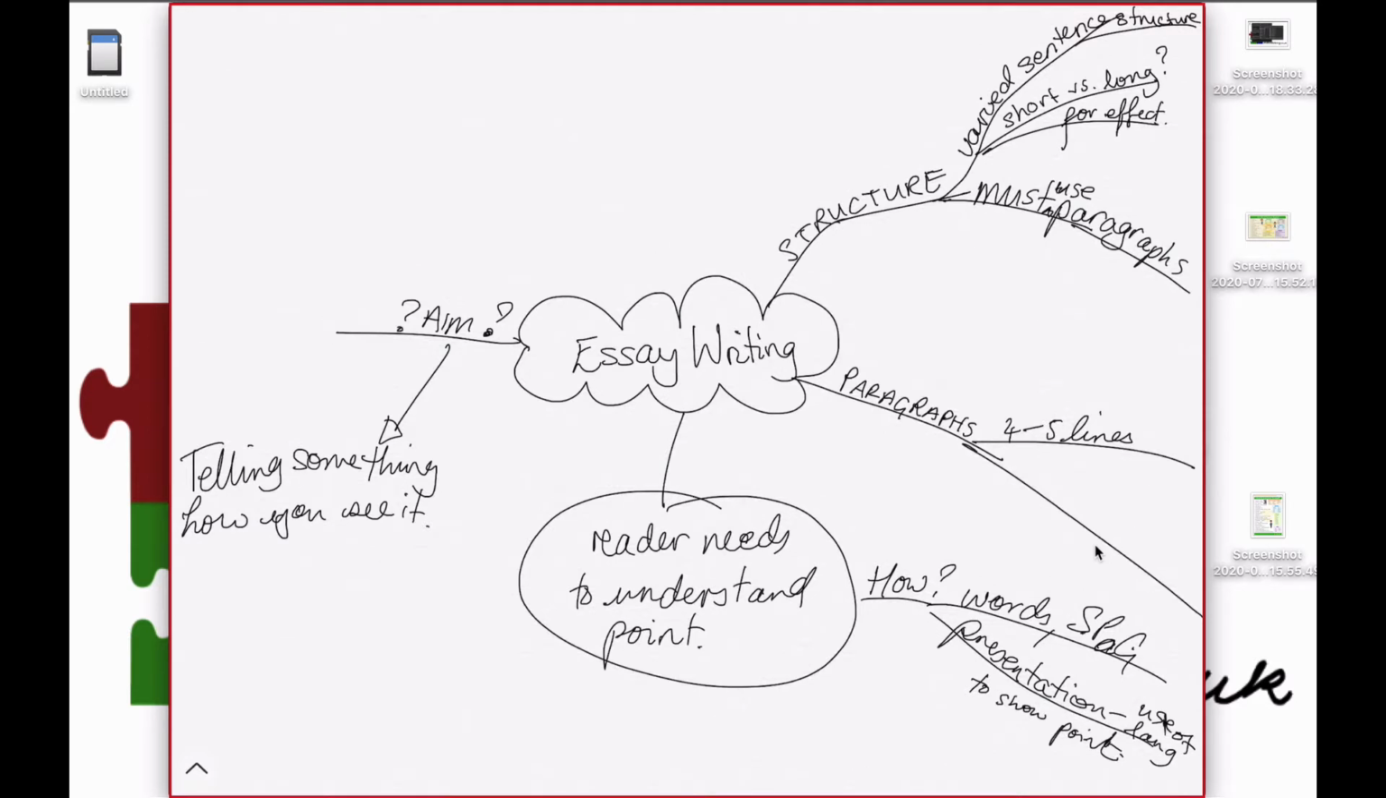Now the aim of essay writing, we have two different types of writing. So we have descriptive writing and we have persuasive writing. Now, descriptive writing is where you explain, you say how to do something, it's like instructions. Now, persuasive writing, the aim is to change someone's mind.